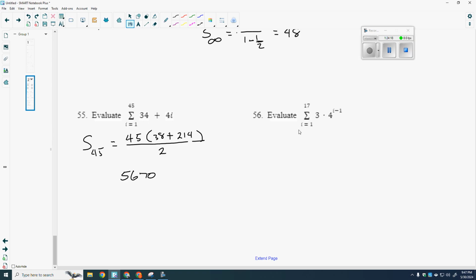Okay, question number 56, last one. Evaluate. This is a geometric series, so we're doing S sub 17. Geometric series formula says take the first term, so I plug in 1. 1 minus 1 is 0. 4 to the 0 power is 1 times 3. First term is 3. Then 1 minus r. R is 4, raised to the n power, which is 17, all over 1 minus 4.